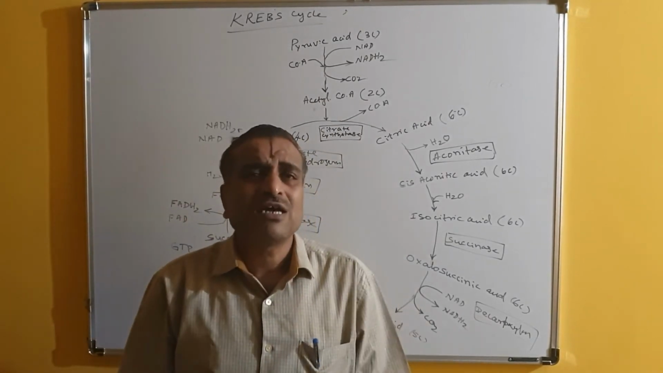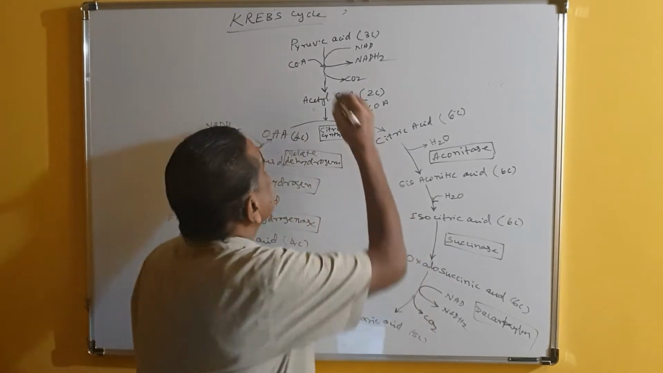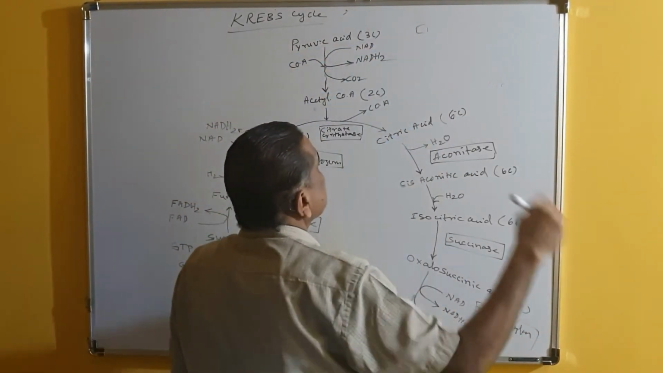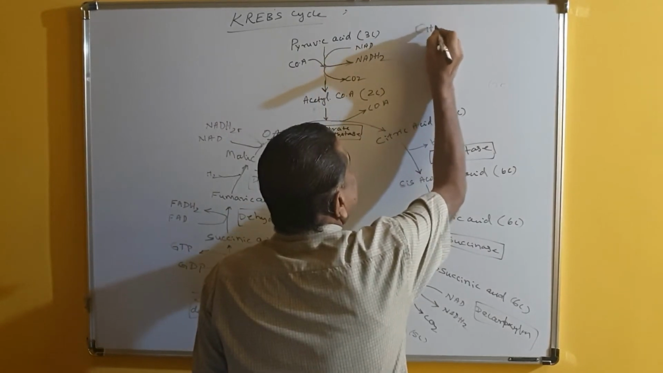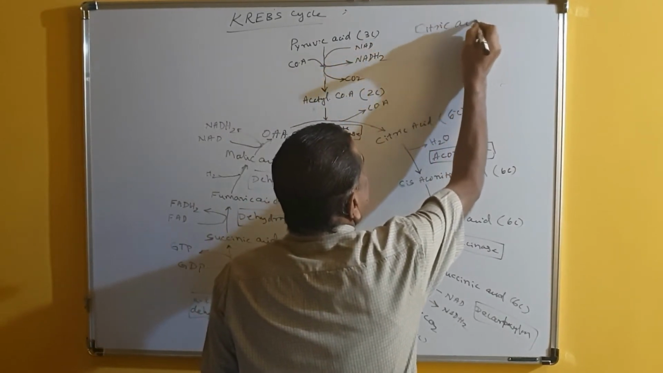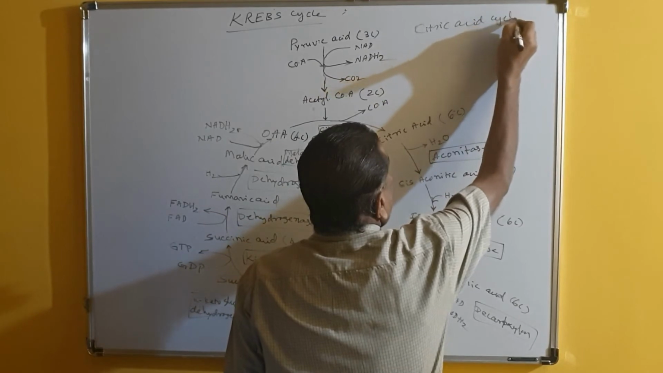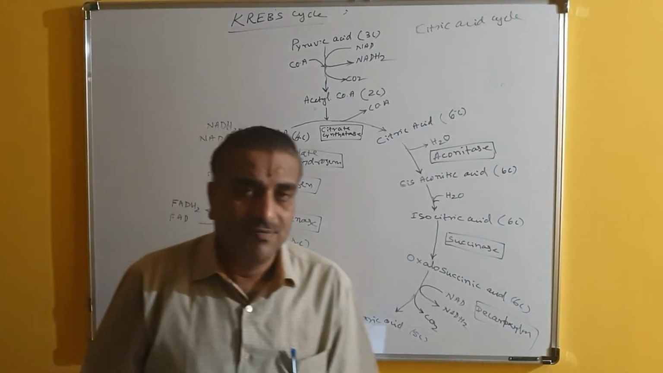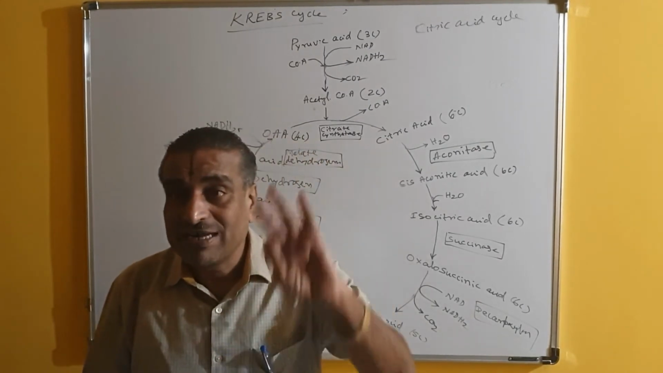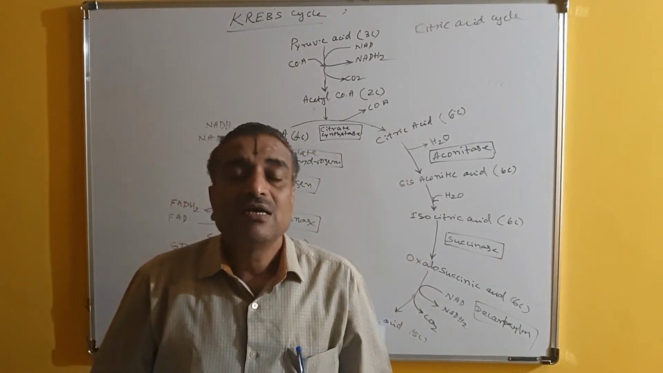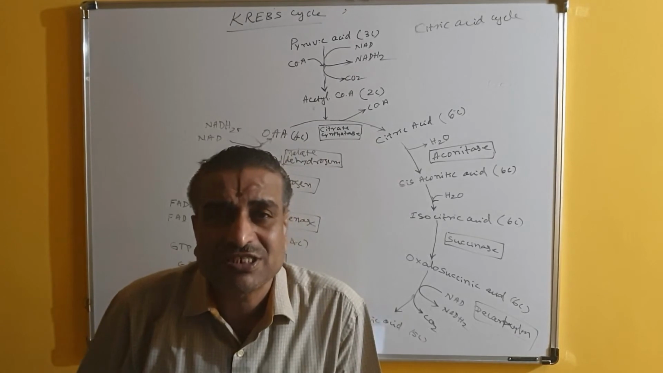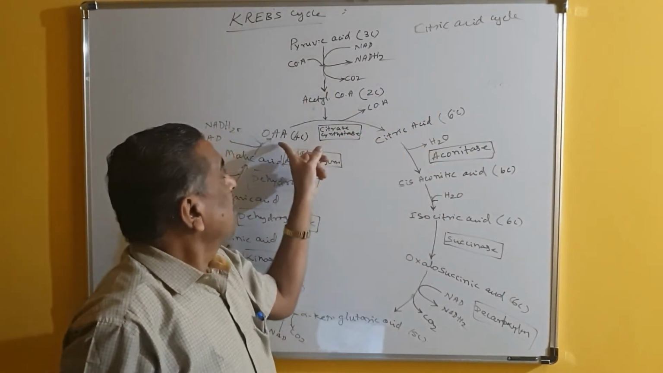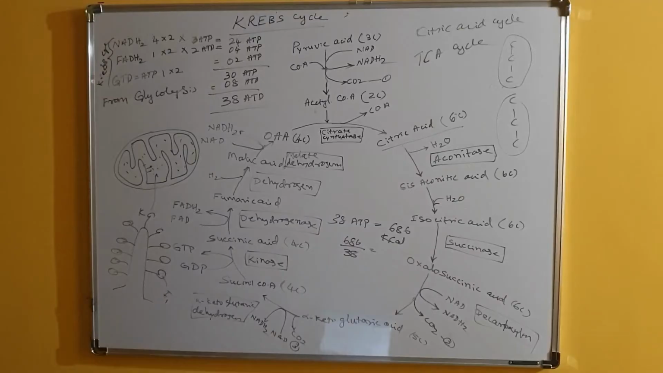And some more names are there for this. The first one is called the Krebs cycle, and the second name is citric acid cycle. The Krebs cycle is also called the citric acid cycle because the first stable product produced in this cycle is citric acid. See here, the oxaloacetic acid reaction.